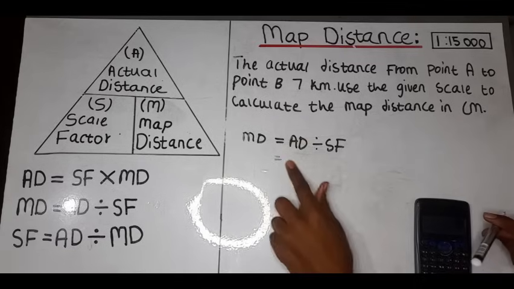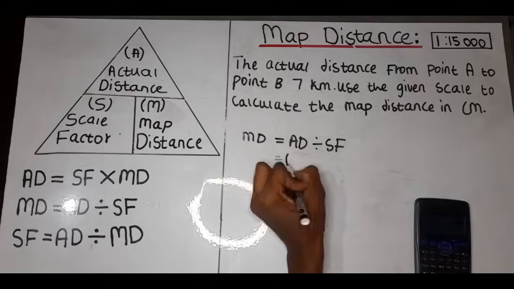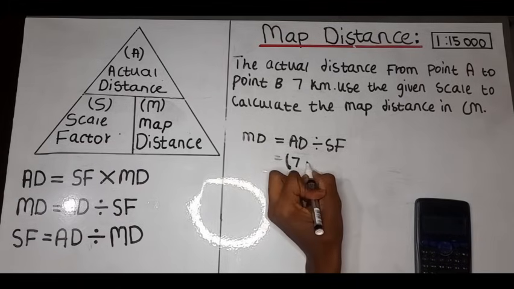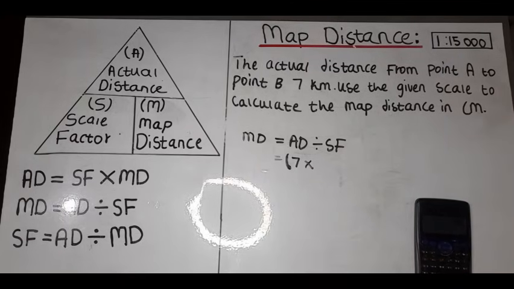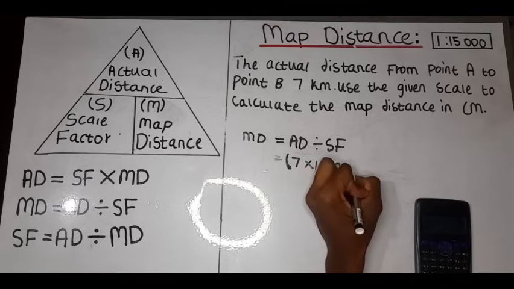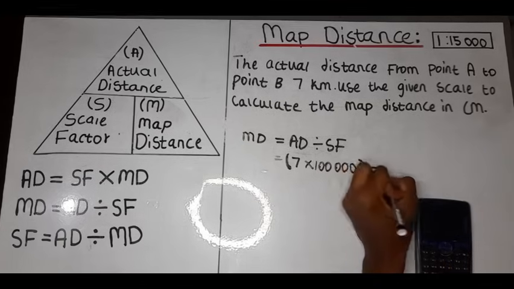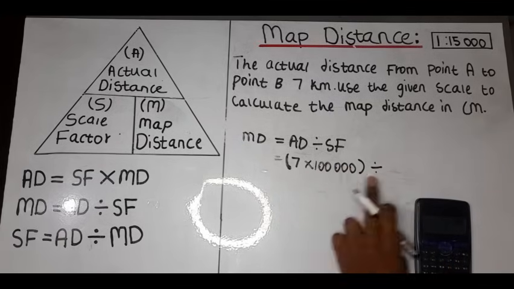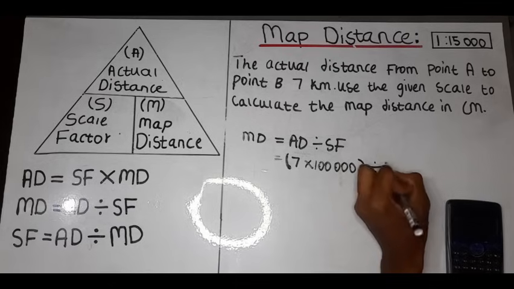So that means that here on the actual distance, we are going to take our actual distance and put it into brackets, 7, which is our actual distance, right? And multiply it. We are converting from kilometers to centimeters. That means we should multiply by 100,000. So we are going to say 7 multiplied by 100,000, so this will be our actual distance in centimeters, right? Divided by the scale factor. The scale factor is 15,000.